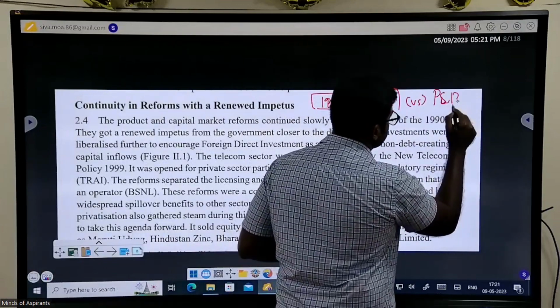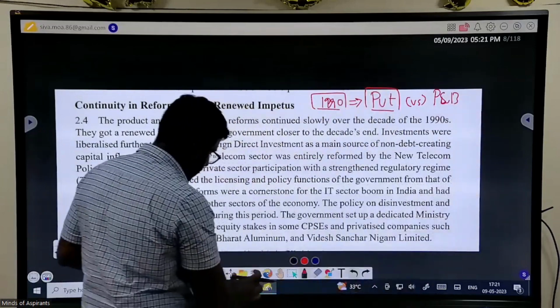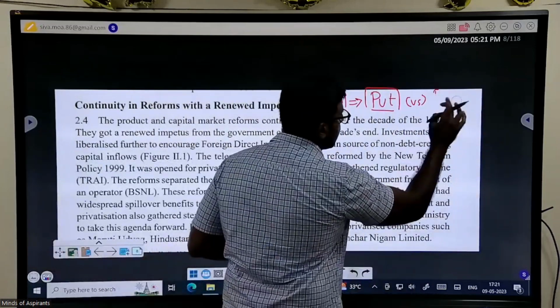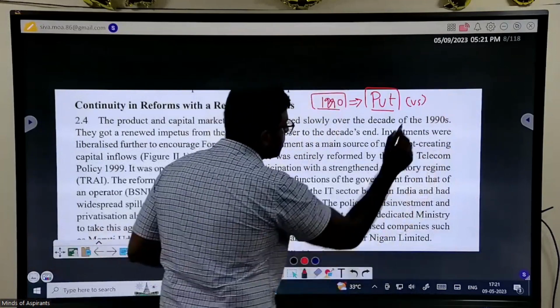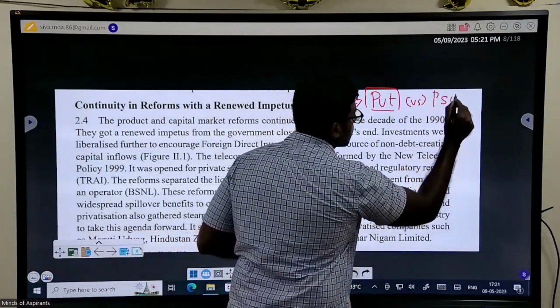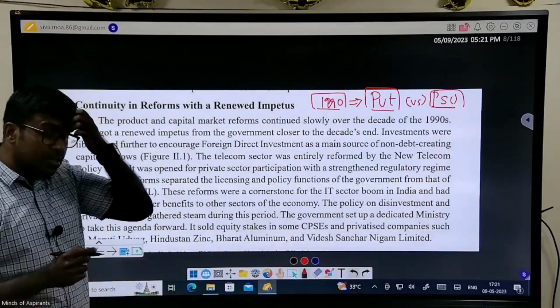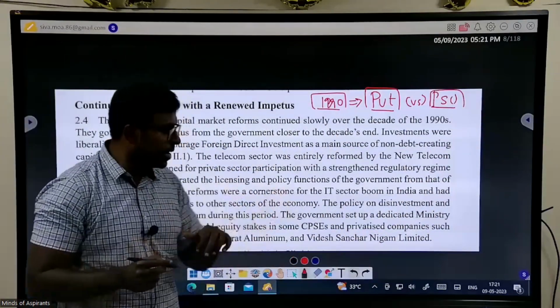Public sector undertakings, PSUs. Okay, wow. So you have this competition with yourself. Remember this. There is something, so in a sense, this is what you should do while reading also.